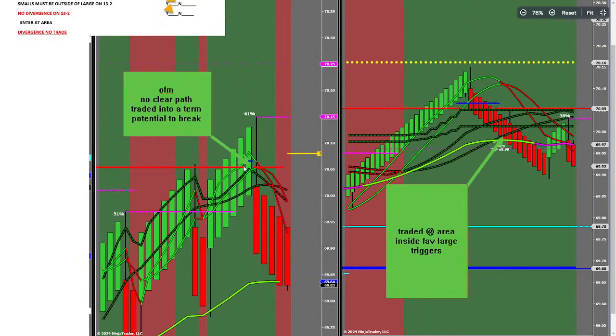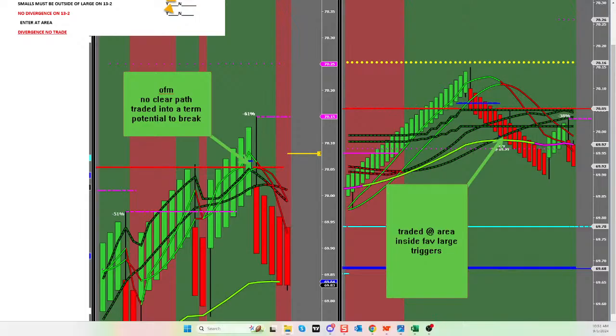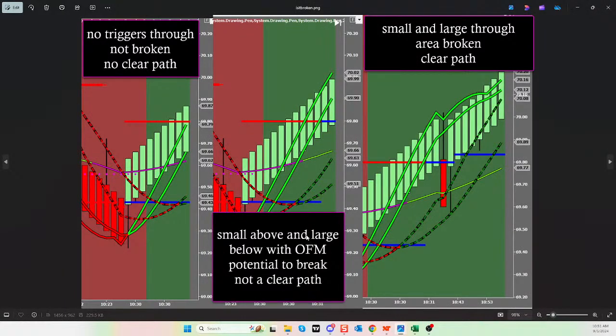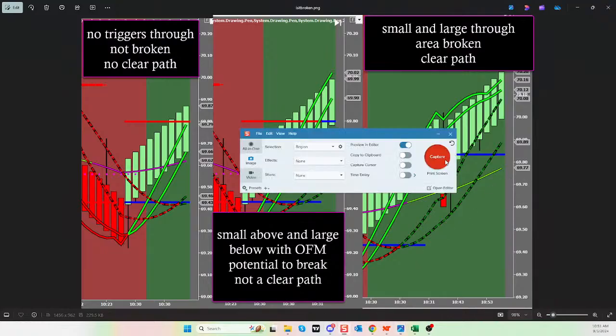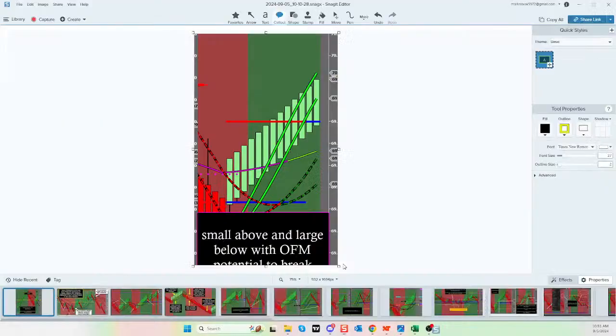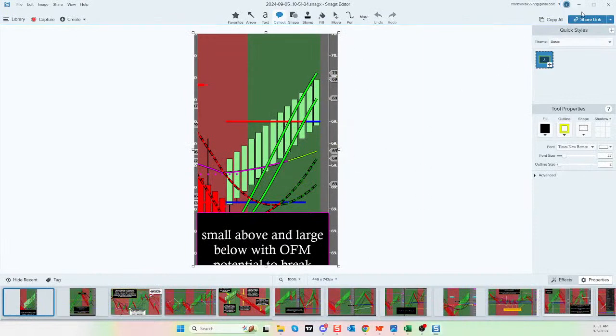So, Joel, the potential to break, and let's go back to a picture because I believe every time a chart is misannotated, we need to go through and have the conversation about what it means to have that potential. And I'll use this picture, right? Small's above the large, large below with odds favorable momentum. Guys, this is your look. It's that crazy strong small trigger smash through. That's the potential to break.